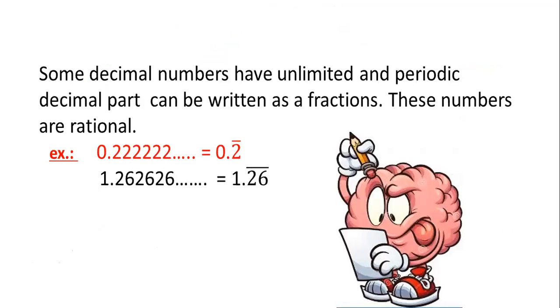Some decimal numbers have unlimited and periodic decimal part. What do we mean by periodic? It has repetition in its digits, so they can be written as a fraction. These numbers are rational numbers. For example, 0.2222, it is 0.2 bar. It can be written as a fraction. We will see in the coming slide how can we write it as a fraction. So it is a rational number. 1.262626 is 1.26 bar. Also, it can be written as a fraction, so it is a rational number.